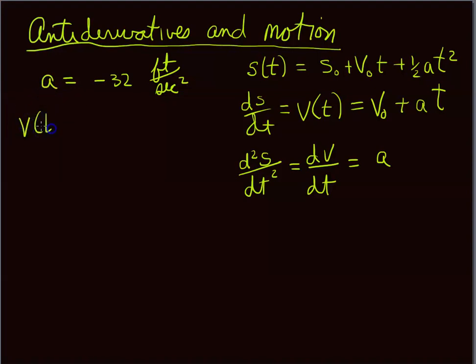velocity with respect to t. Now remember, if it's a constant, you just tack on a t and you can multiply by 1 if you want. But it's really a negative 32t plus some constant. What is that constant? That's that original velocity.